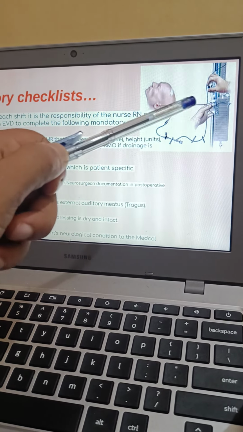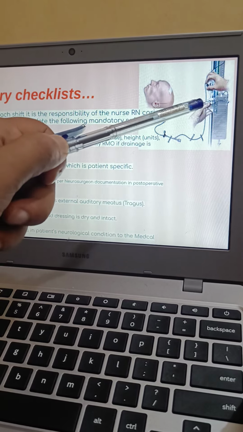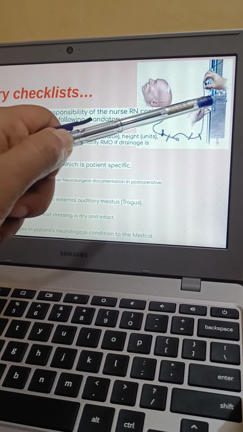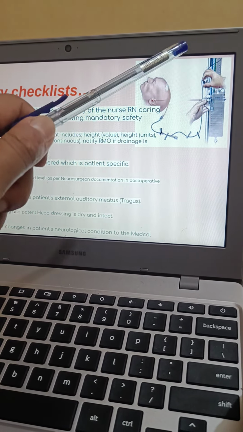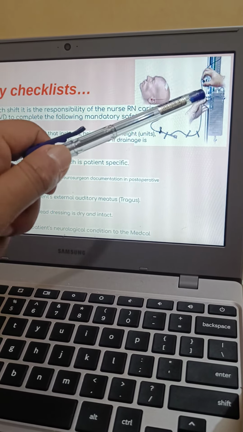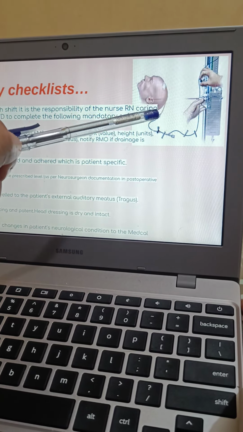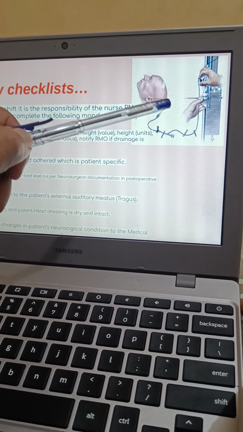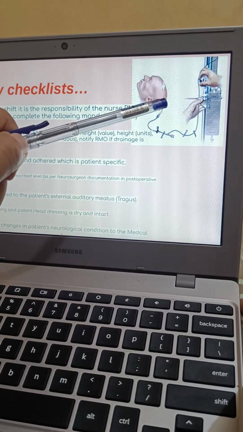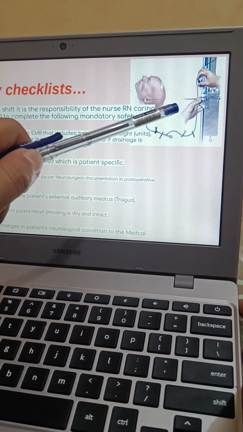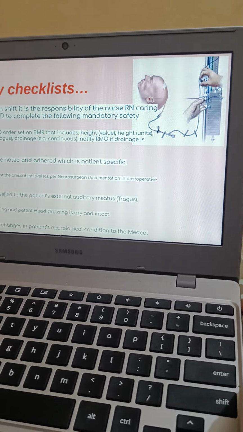It should be at the ear tragus level. You can see this is the thing. If the level is increasing, the cerebral perfusion will not happen correctly. You can see the EVD like this; it will drain nicely. There is no obstruction. That is the reason behind it.